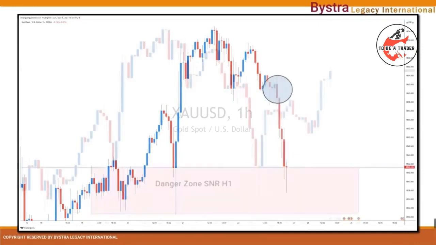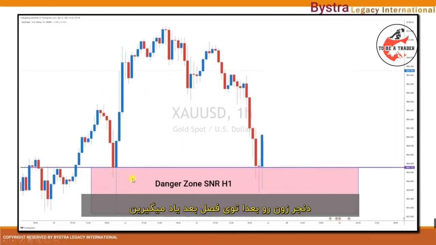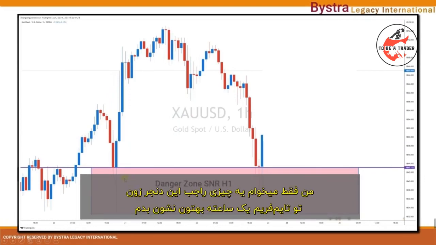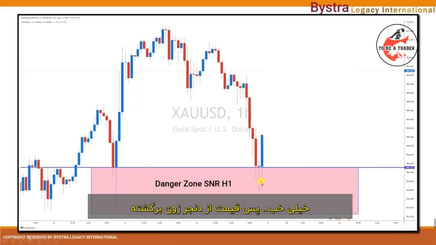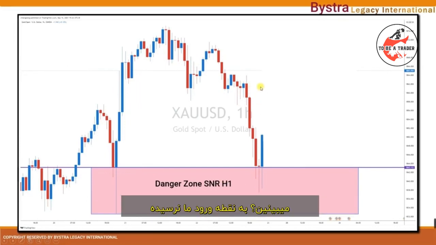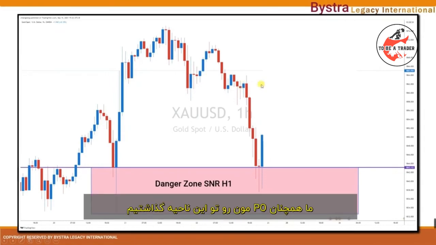However, guys, we have to know that this price has reacted from the danger zone. This danger zone you will learn in the next session. So I'm just going to show you about this danger zone on the H1. Price has reacted from the danger zone. See, it hasn't reached our entry point. It hasn't reached our setup here yet. We still put our PO in this area.